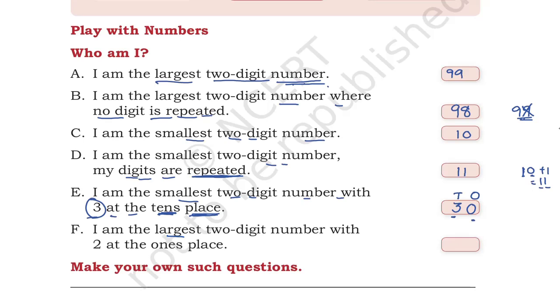I am the largest two-digit number with 2 at the ones place. Now, remember, this is not talking about the tens place anymore. It is talking about the ones place. So we'll write tens and ones. It says 2 at the ones place. I have written 2 at the ones place. So wherever there is a constraint, let us write that digit first and then adjust the next digit accordingly. So for the largest two-digit number, this is obviously going to be 9 here. Okay, so 92 is the largest two-digit number with 2 at the ones place.